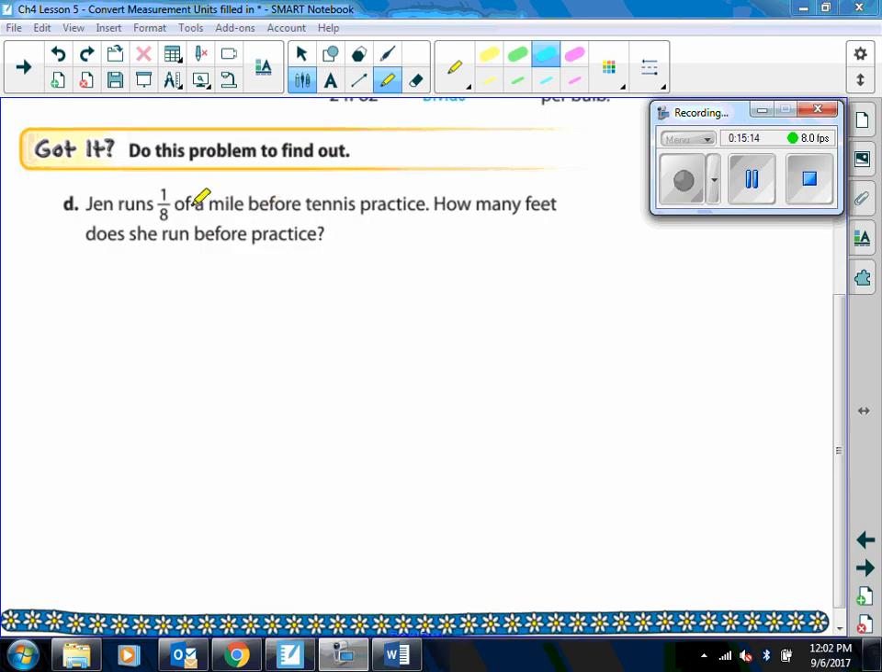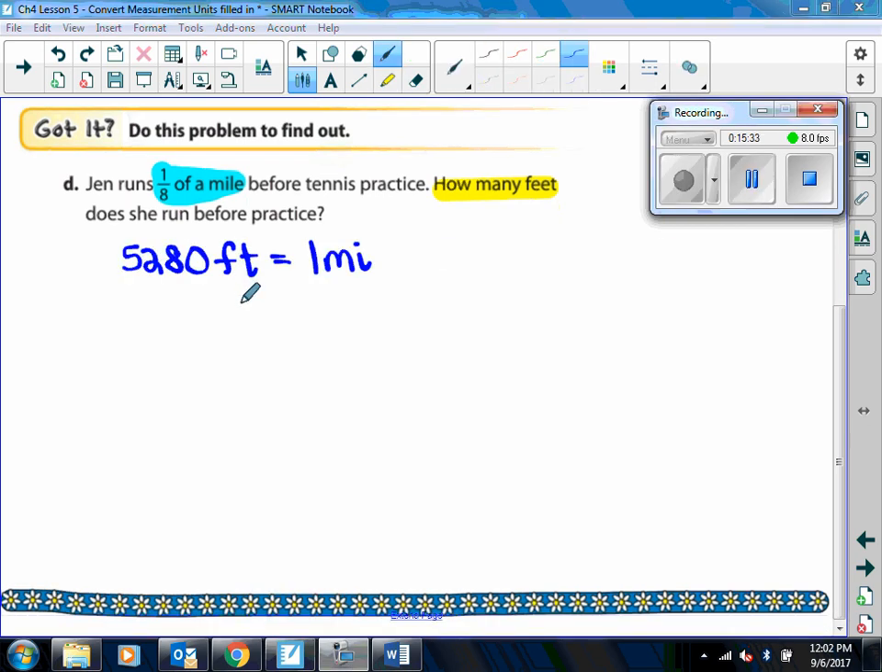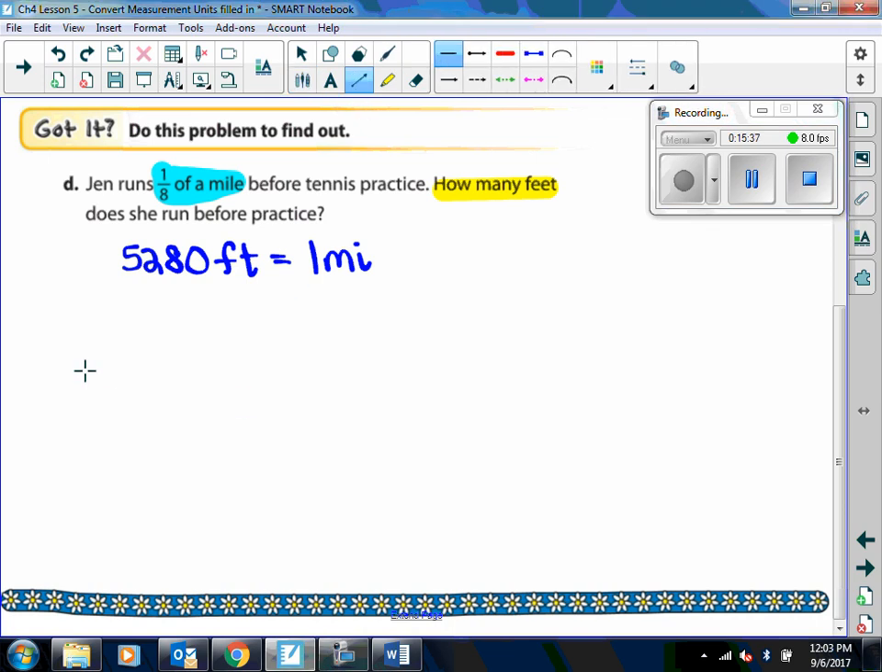It says Jen runs 1/8 of a mile before tennis practice. How many feet does she run before practice? So we want to convert miles to feet. So we're going to look up our conversion factor again, of course. 5,280 feet is equal to 1 mile. So now we're going to create our dimensional analysis chart.